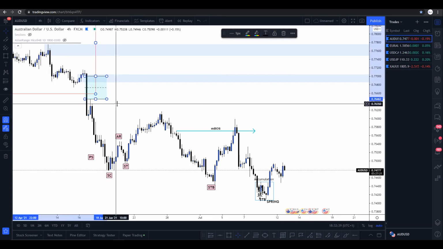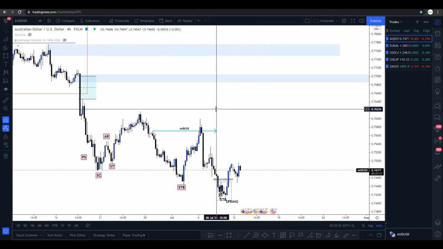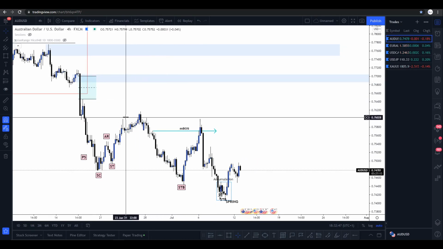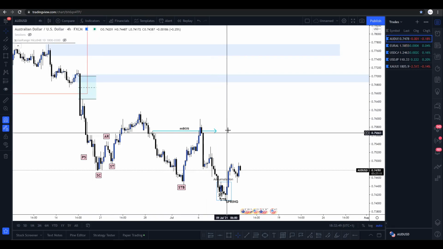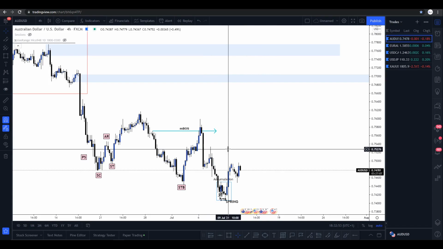Think of it as liquidity. If there was liquidity over here, you would say, okay, price has to come up and take it out. So it's the same concept with imbalance. All imbalance really is just telling you that price has to come back up to that area to mitigate it. So it's a type of liquidity. So we know price has to go up.